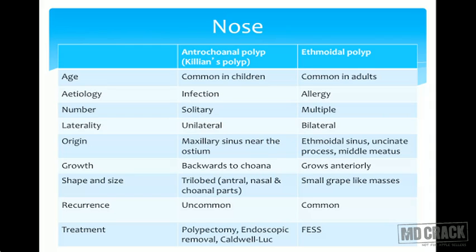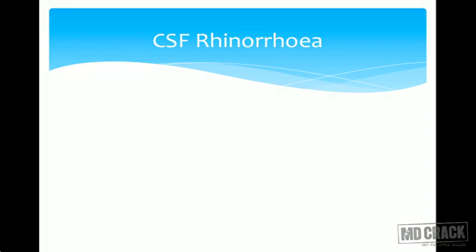The treatment in enterochoanal polyp is polypectomy, by an endoscopic approach or a Caldwell approach, which is an external approach. In ethmoidal polyps also, you have to do the polypectomy. Initially external approaches were done, but nowadays functional endoscopic sinus surgery is done.